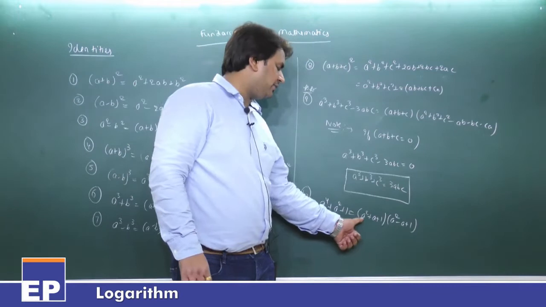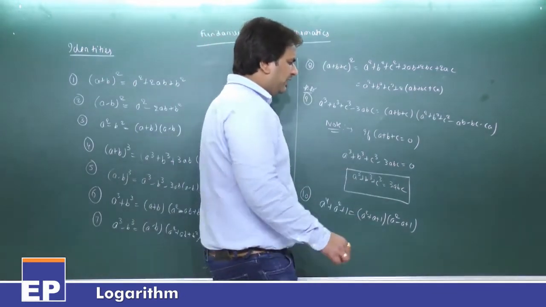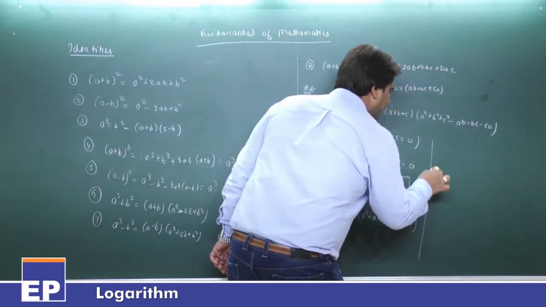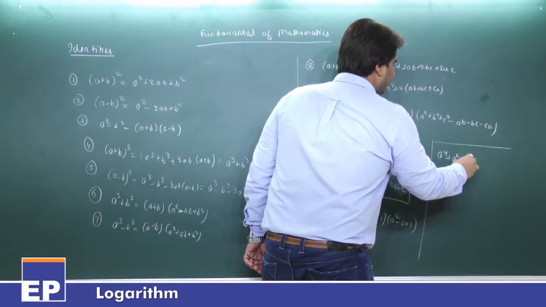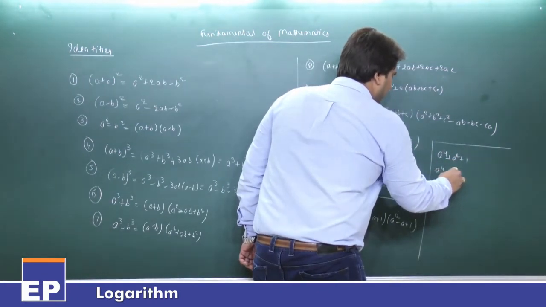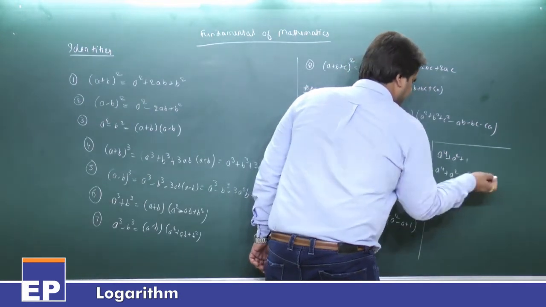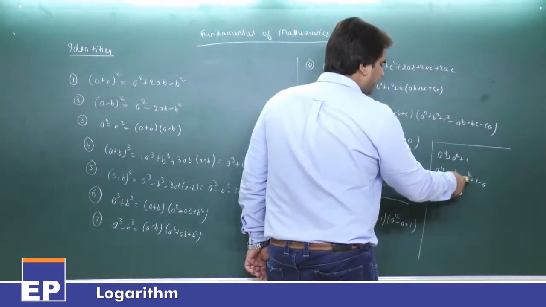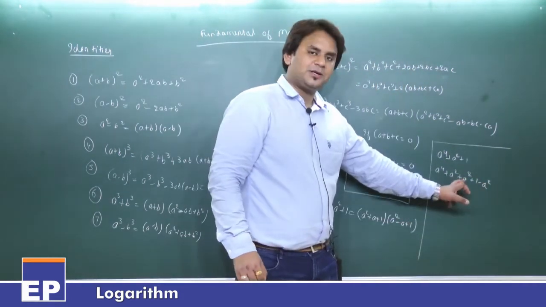Okay, so the factorization will be a square plus a plus 1 into a square minus a plus 1. I will let you know the proof of that formula. What is the proof of that formula? A to the power 4 plus a square plus 1. So a to the power 4 plus a square plus 1 plus a square minus a square. I am adding a square here and subtracting a square.